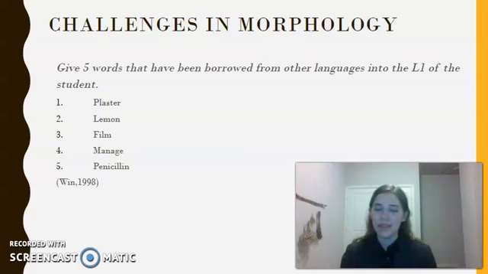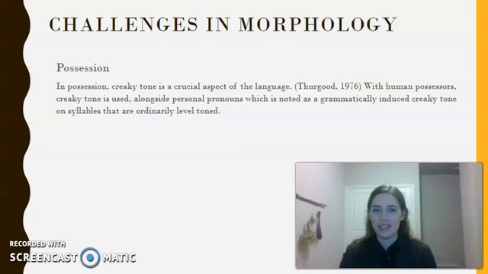These were ones that could be proven in research. As you can see, these 5 words are used most commonly in the English system, and there are several borrowed words that do exist. We also have possession, which is creaky tone, excuse me. That is a crucial aspect of the language.